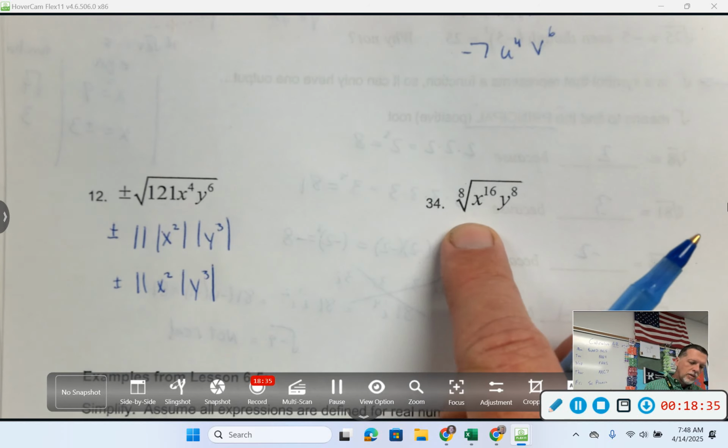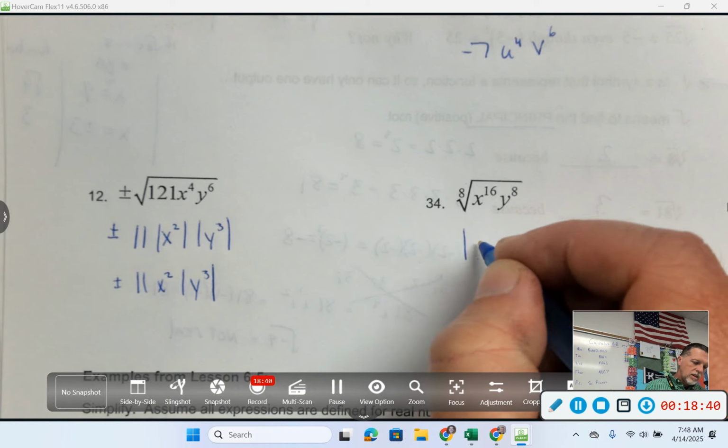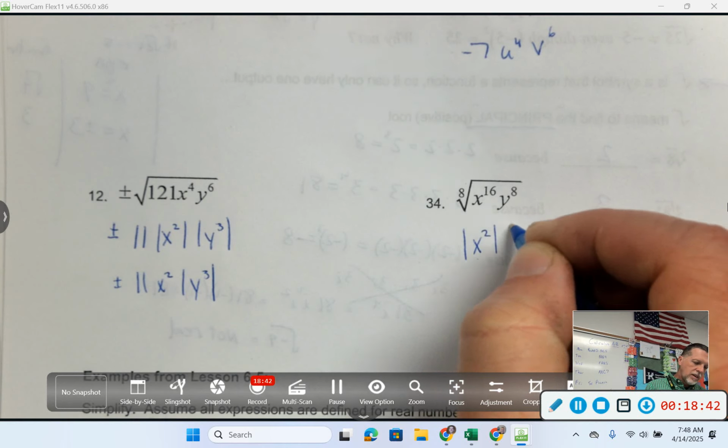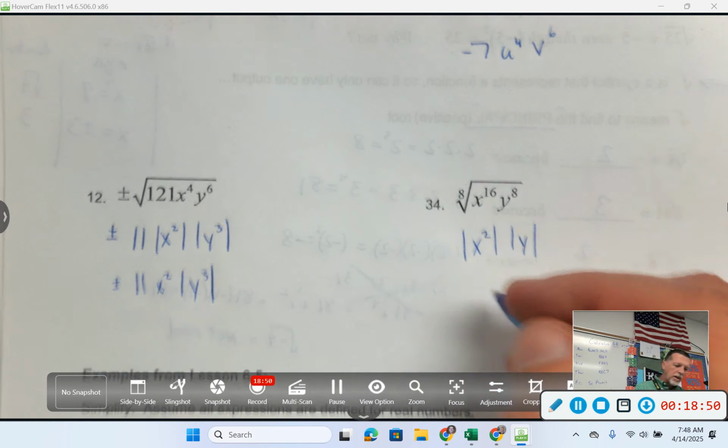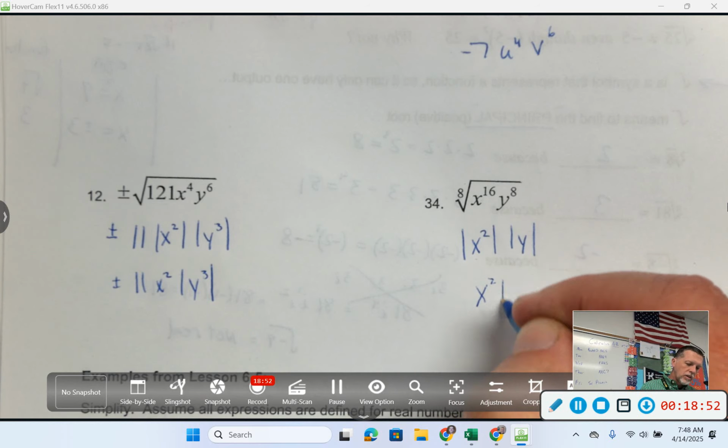All right, 8th root. So already I'm thinking absolute value. X squared, absolute value of y. But is that the best answer? It's just x squared, absolute value of y. Right, because x squared is always going to be positive. I don't need the absolute values.